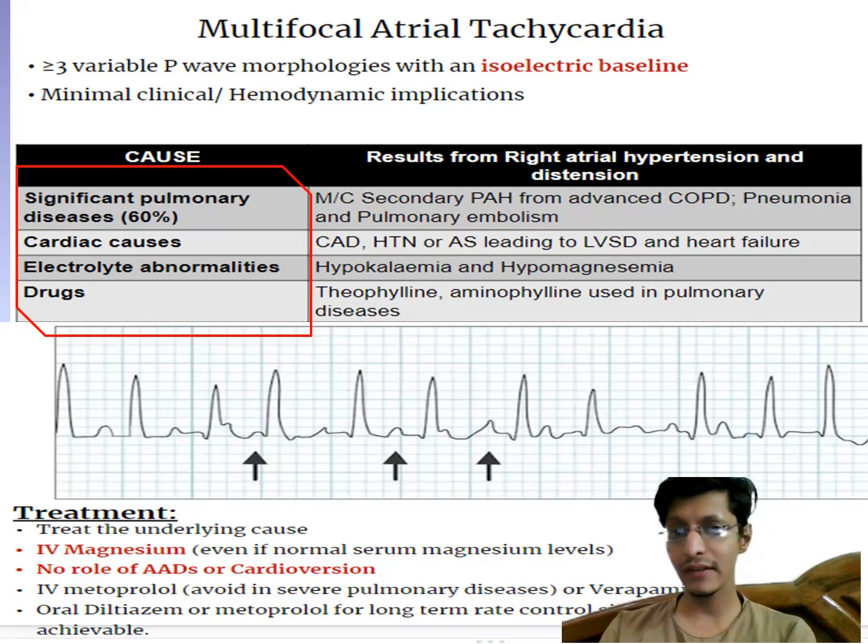So, what are the causes? The most common cause is pulmonary arterial hypertension due to advanced COPD. It can be coronary artery disease, hypertension. Always, as I've said, treat hypokalemia, and it can be because of theophylline and aminophylline. The treatment of choice here is IV magnesium for the patients, and you can give oral diltiazem in the later stages.